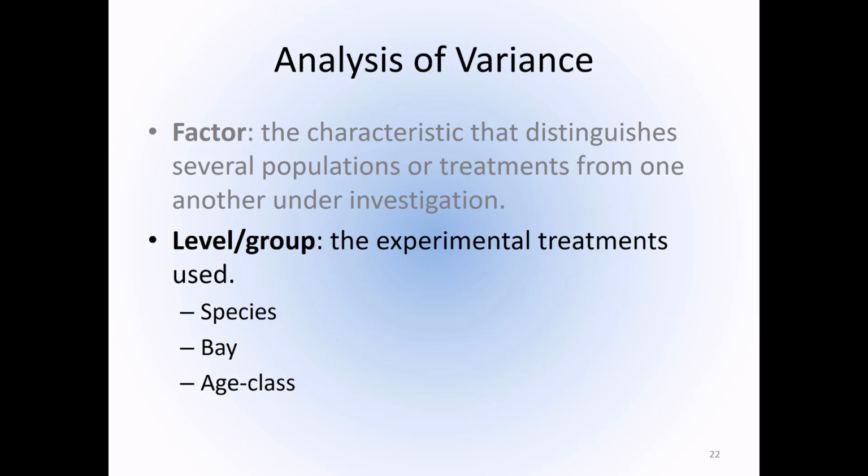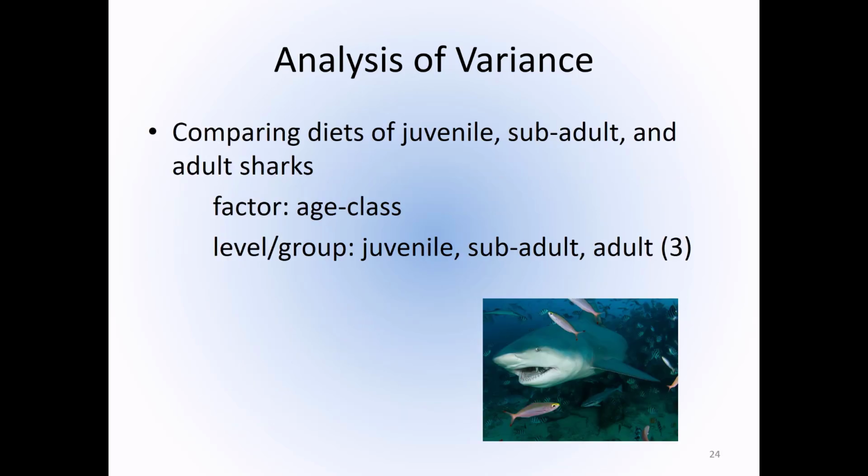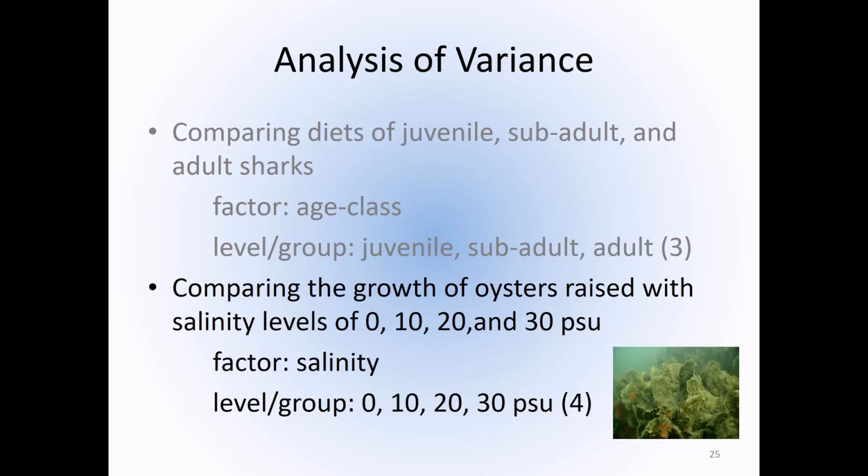So if we're interested in different species, these could be 3 different fish that we're comparing to each other. If we're looking across different bays, these could be different estuaries that we have along the Texas coast, or different age classes of a particular animal. So if we're comparing the diets of different sharks, our factor would be the age class of these sharks, and the level or the group would be the different respective age classes. If we're comparing growth rate of oysters across different salinities, our factor in this case would be salinity, and our levels or groups would be those specific salinities that we're comparing.